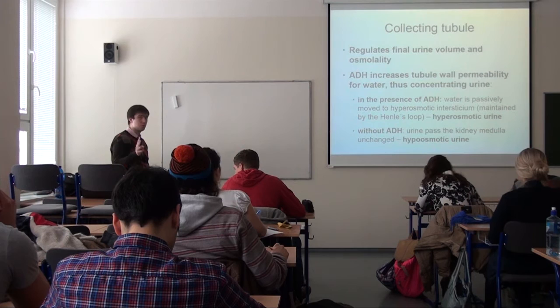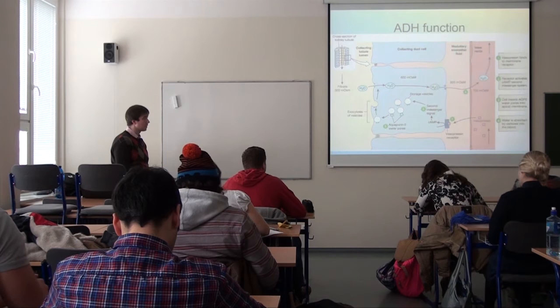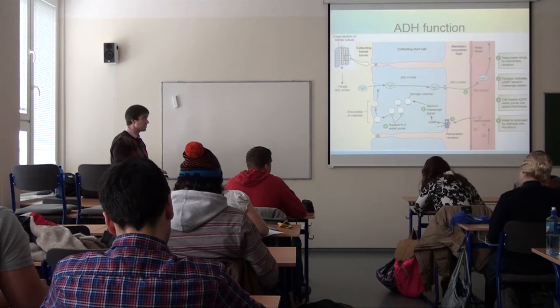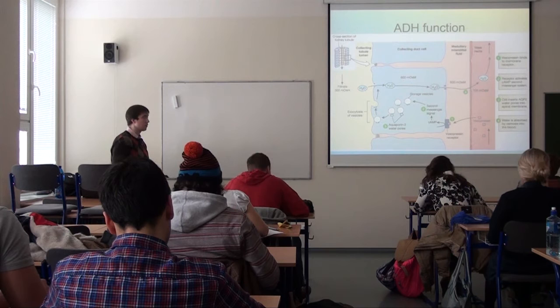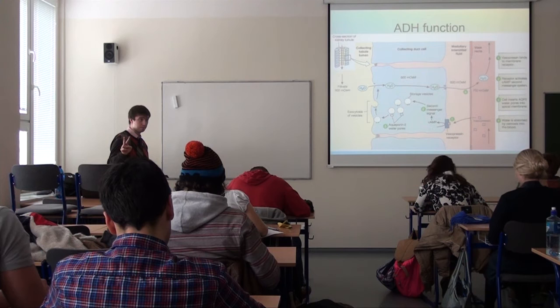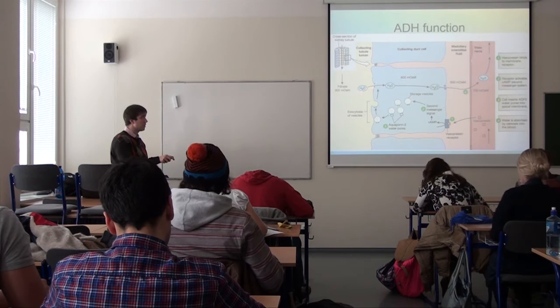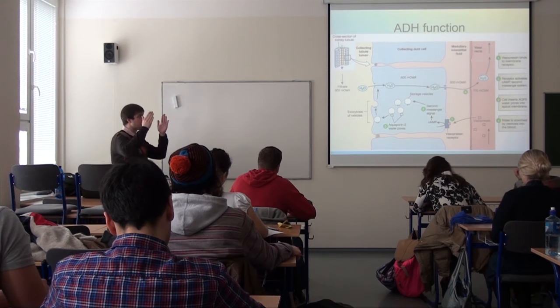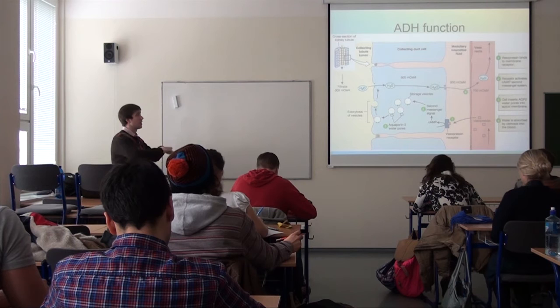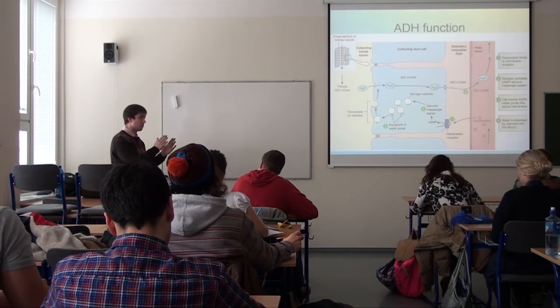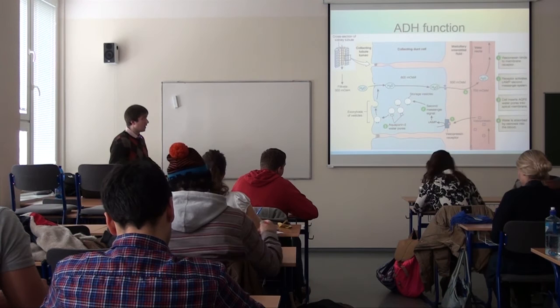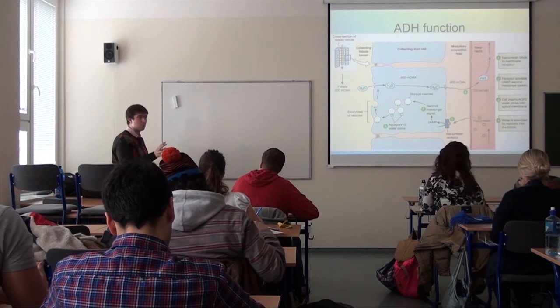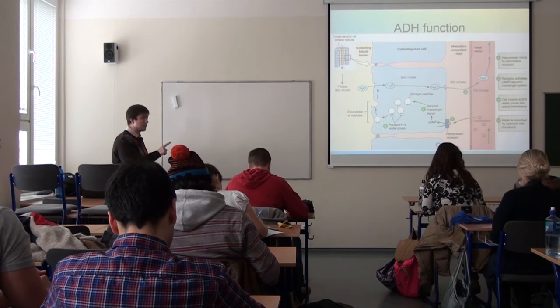The mechanism is very simple. If you have antidiuretic hormone in blood, it binds to the receptor and you incorporate aquaporins into the membrane. Aquaporin type 2. Yes? When you have aquaporins, you have a pore in the membrane for water, and the water can move through the cell according to the osmolarity. And the collecting duct moves through the medulla, where you have high osmolarity. This water will go from the urine to the interstitium. So antidiuretic hormone does only one thing: it incorporates aquaporins into the membrane. Other things are only passive movement of water according to the osmolarity.